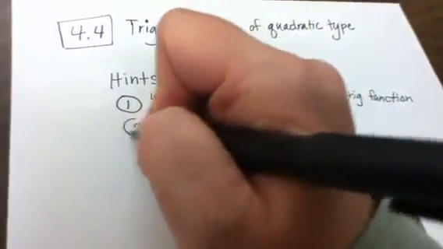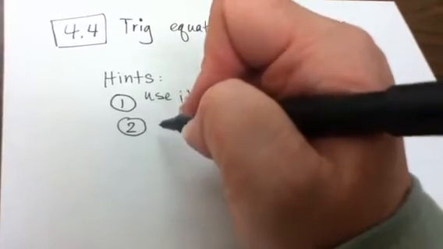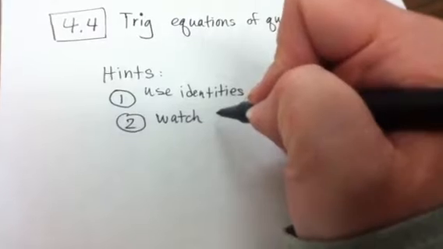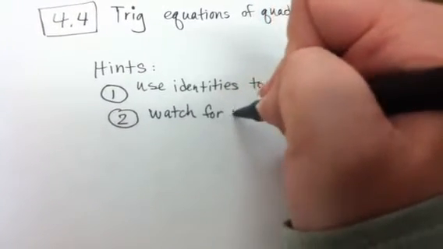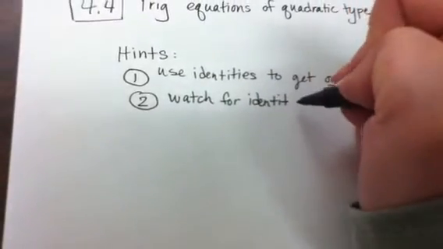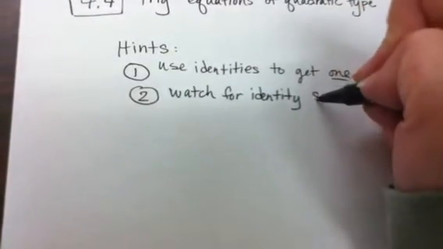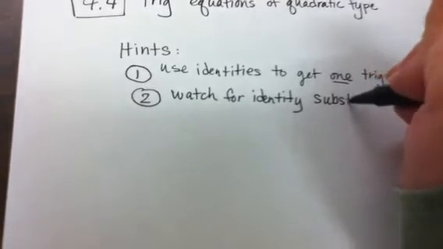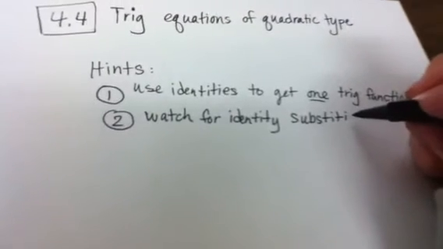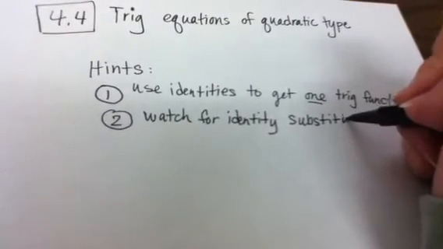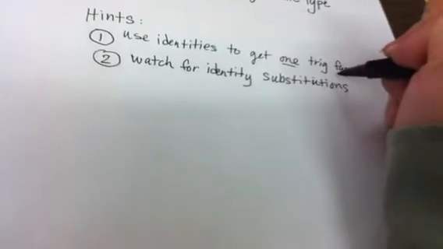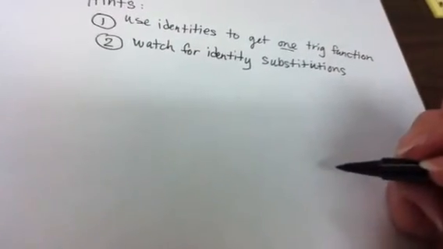Okay, another idea is to just watch for identity solutions. This is where it comes in handy to have your identities memorized, because if you know them and they're in your mind, then it's easy to recognize them, to realize I could substitute that for something else. Substitute, I can't spell. Okay. How's that look?